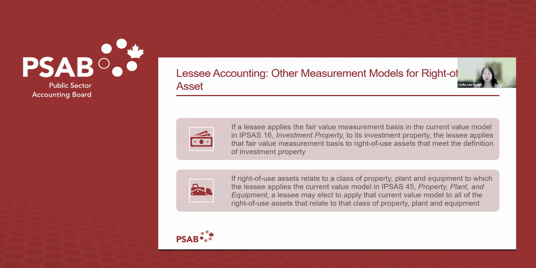IPSAS 45 also permits an entity to adopt a current value model in measuring some or all classes of property, plant, and equipment. If an entity uses the current value model for a class of property, plant, and equipment, it may, but is not required to, use the same model for the right of use assets related to that class. Unlike investment property, there is flexibility to choose between the current value model and the historical cost model for right of use assets.